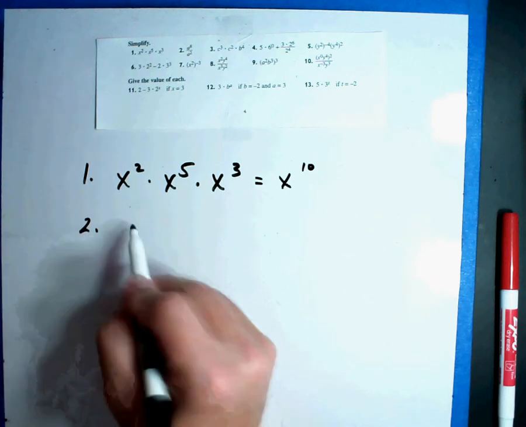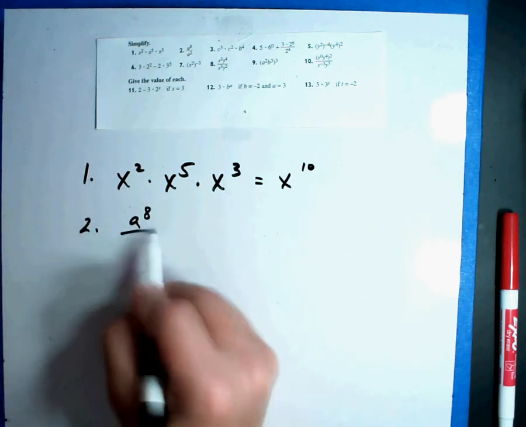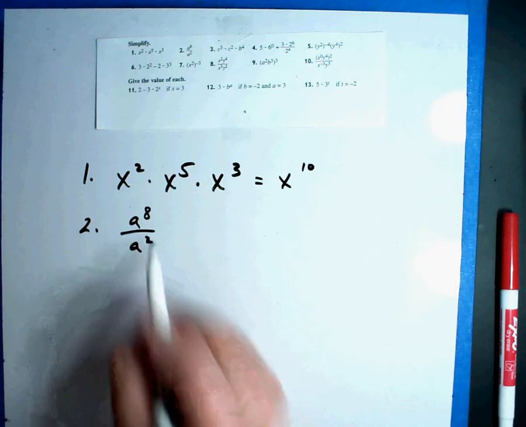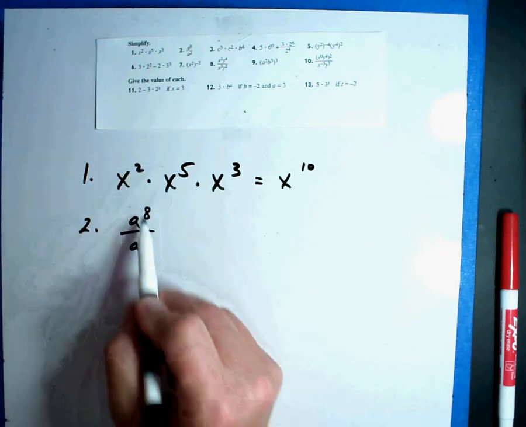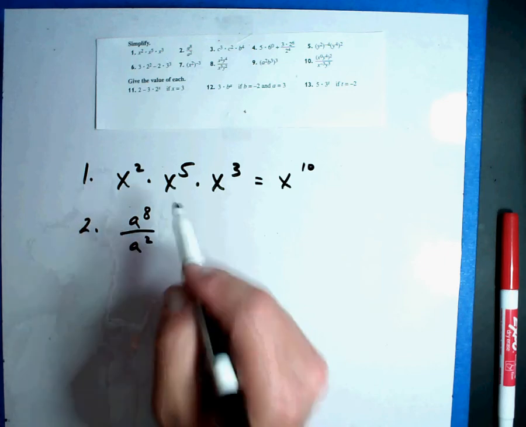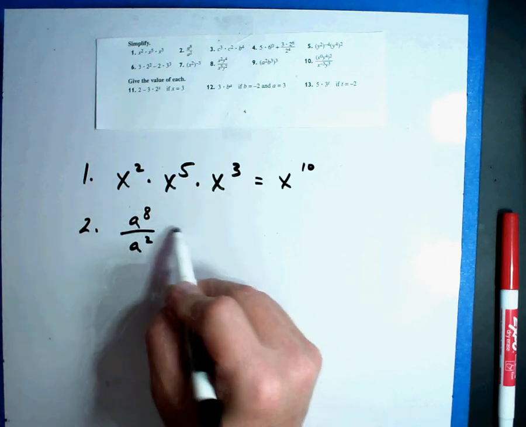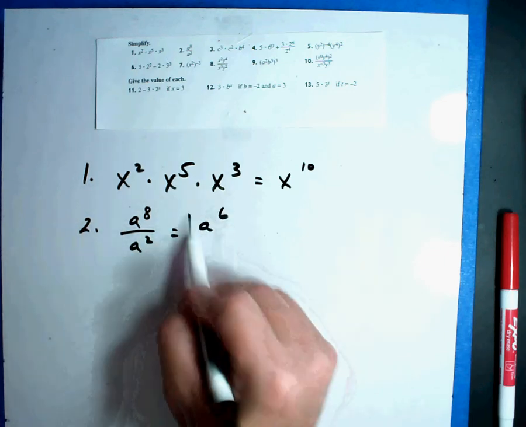Question number 2, a to the 8th divided by a to the 2nd. If multiplication is adding exponents, then division is going to be subtraction of exponents, so your answer should be a to the 6th.